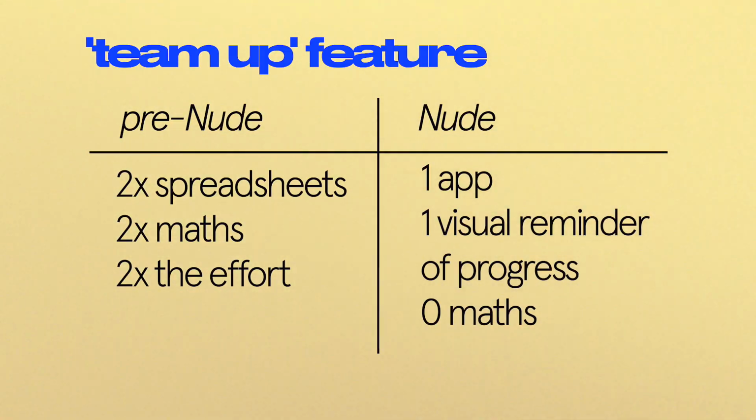So Nude right now have the option to save with a partner, which includes two 25% bonuses towards your deposit. The team up feature is awesome because it means that if you and your partner both have a LISA account with Nude, you can link up the accounts and you can actually see each other's progress on the app. You don't have to do any calculations, you don't have to do any maths. You can both use your apps together and actually see your journey towards your first home together.